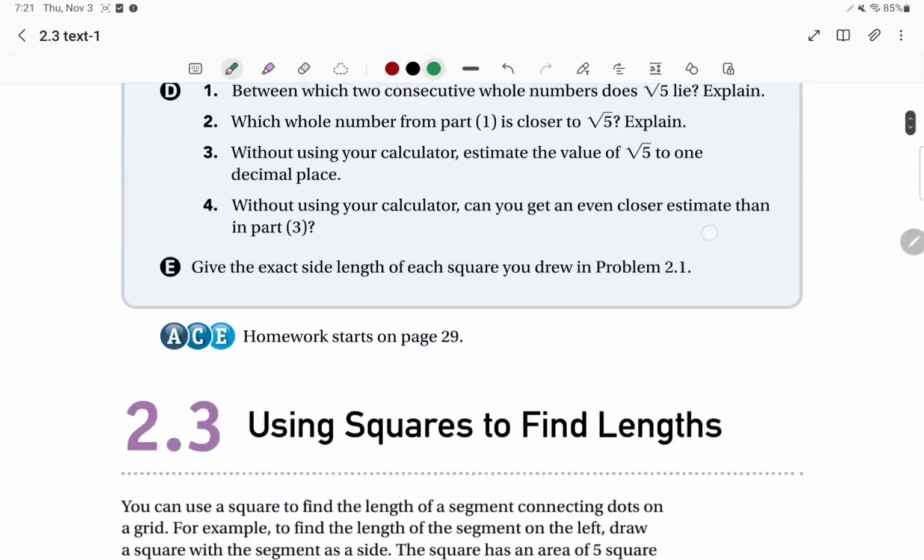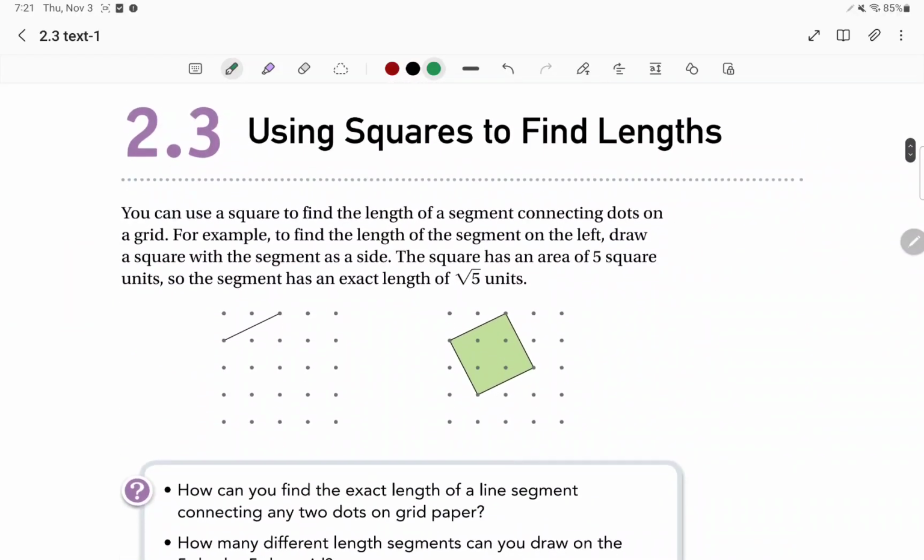Okay, so that is it for 2.3, using squares to find lengths.